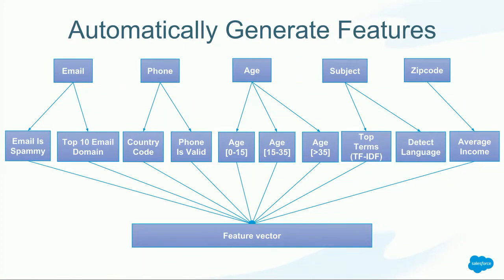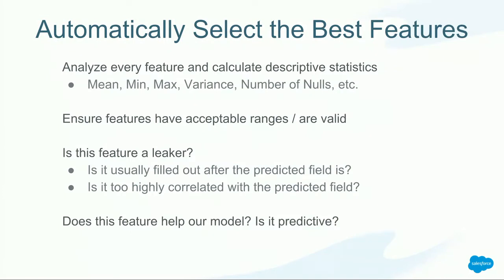These are just an example of the transformations that go on back there. How do we select the best features? We calculate tons of descriptive statistics, so things like mean, min, max, variance, how often this field is empty. We ensure that these features have acceptable ranges. Are they not all null, for example? Do they have a variance that's bigger than 0? We ensure that these are valid features.